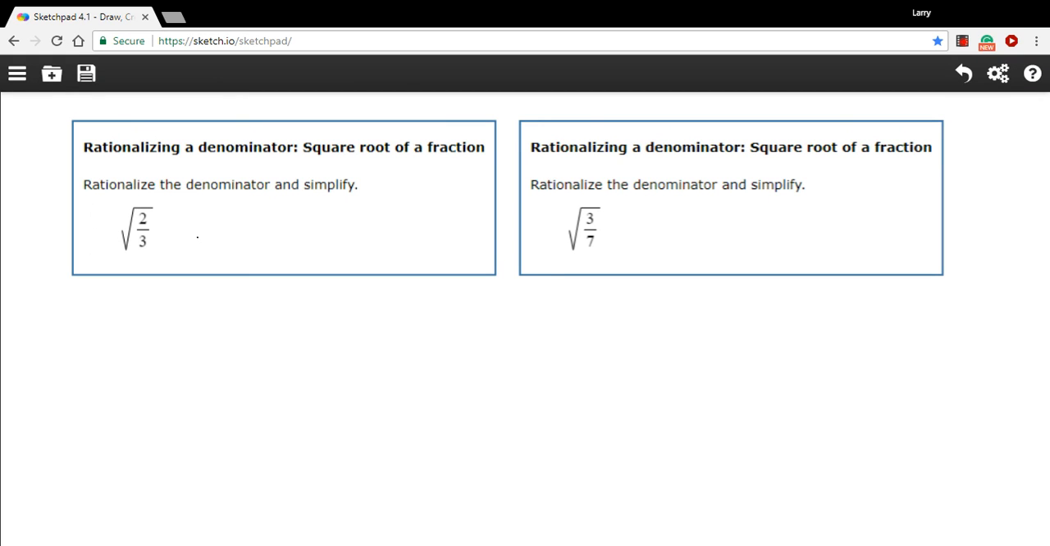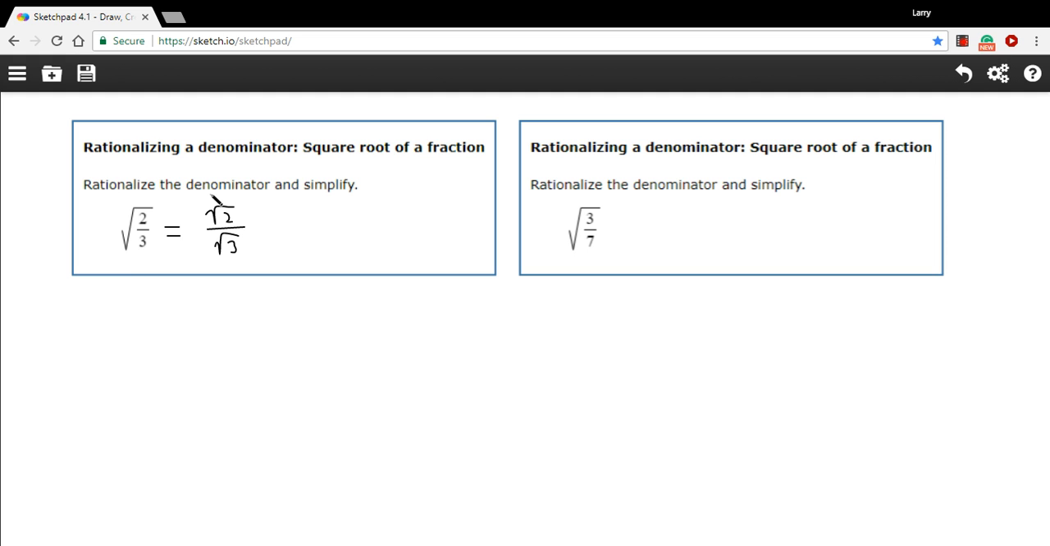In these problems, we're being asked to rationalize the denominator in these square roots of fractions. And this square root of 2/3 can be rewritten as the square root of 2 over the square root of 3. And maybe it's a little easier to see that there is a radical in the denominator when we write it that way. And I think that's a good first step with these problems.